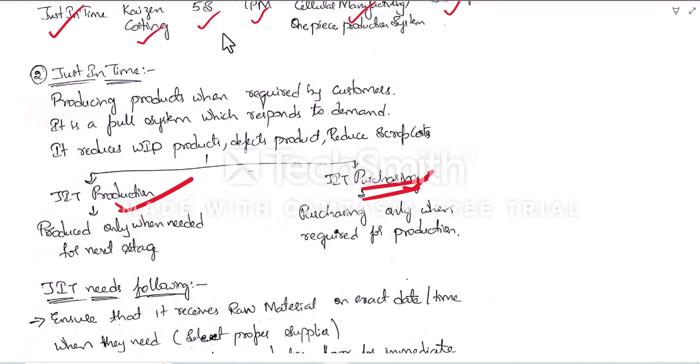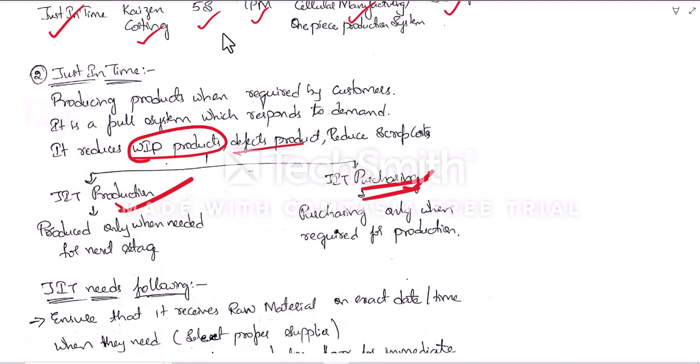There are two types of just in time. So what will be the benefit of doing this? We can reduce the work in progress products. See, storing the inventory is a waste for us. So we can reduce that by producing only when required and purchasing only when required for production.